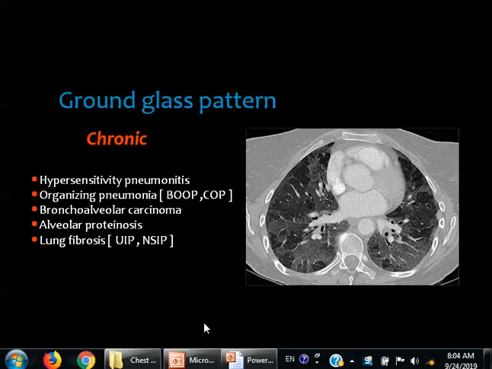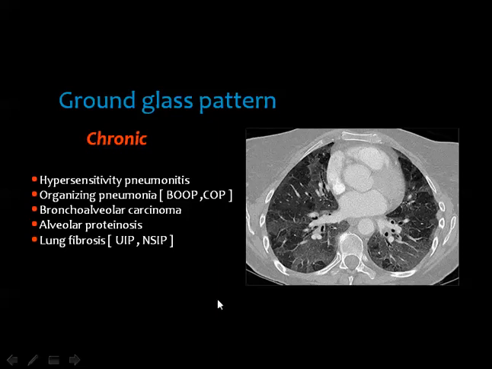Okay, we have finished the first sector of the four patterns of diffuse lung disease, and we started the evaluation of the ground glass pattern, and we finished the acute presentation. If the ground glass pattern presents with a chronic presentation, a long-standing history in the patient, then these are the possibilities: hypersensitivity pneumonitis, organizing pneumonia, previously known as BOOP, bronchoalveolar carcinoma, and alveolar proteinosis. And you remember the ground glass pattern was present in usual interstitial pneumonia and also in non-specific interstitial pneumonia.